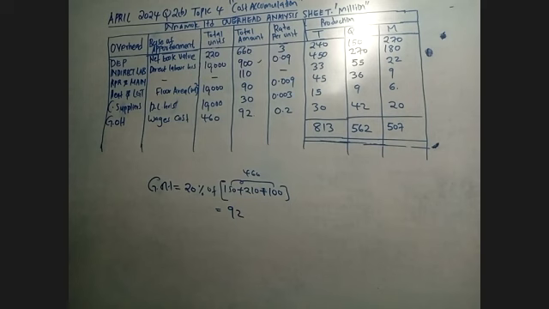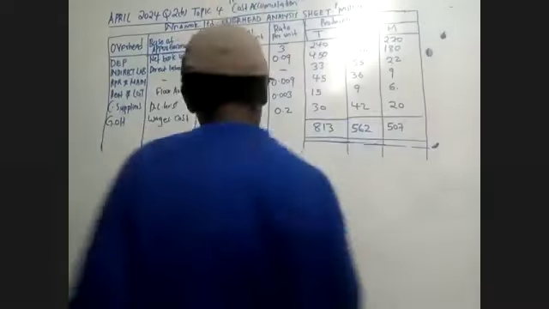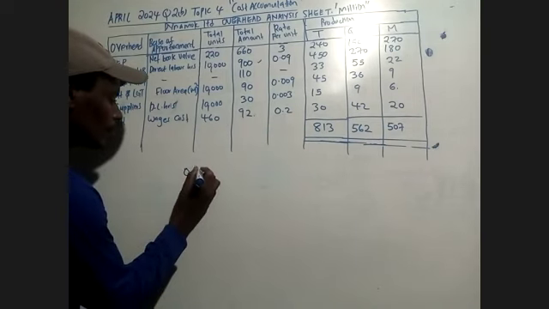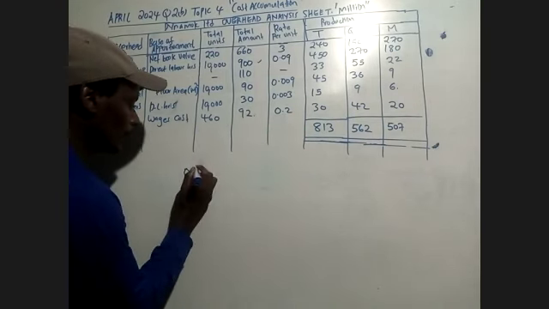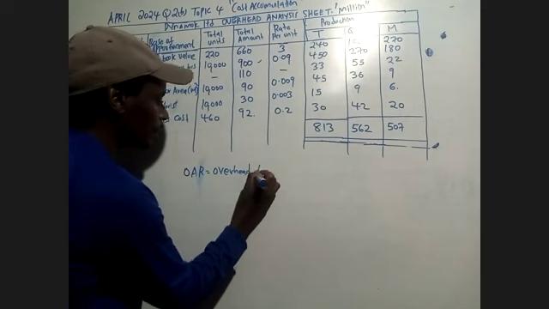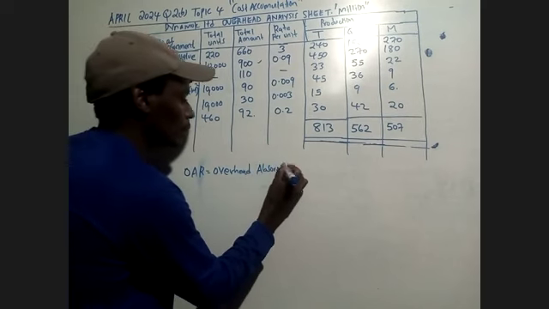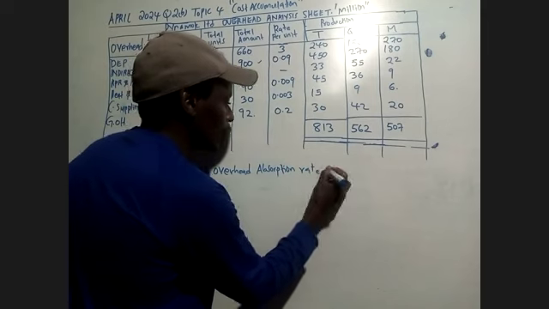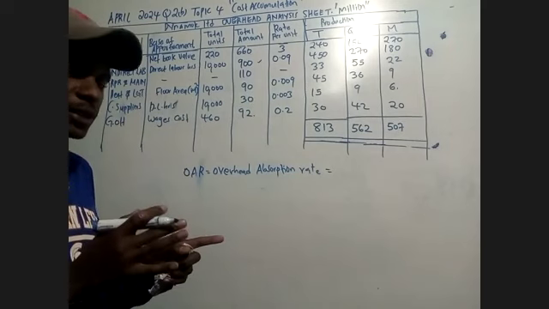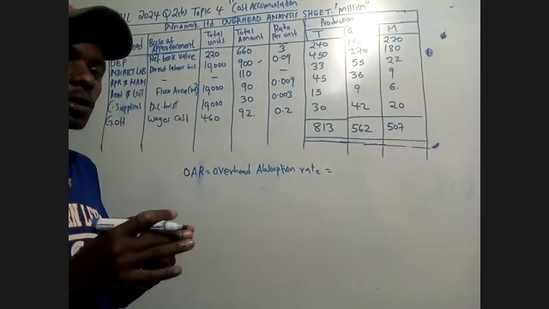Now, part B, what was the requirement for part B? We are supposed to calculate the overhead absorption rate, OAR, overhead absorption rate. Now, the thing you need to know, you should ask yourself, this cost is absorbed on which basis? On which basis? So you have told us on direct labor hours.